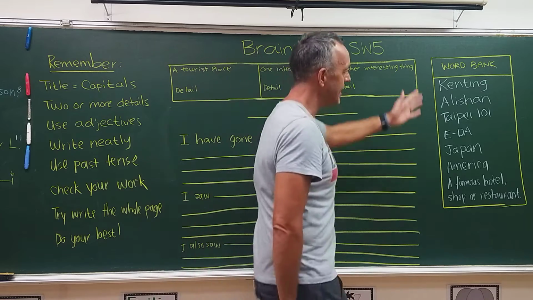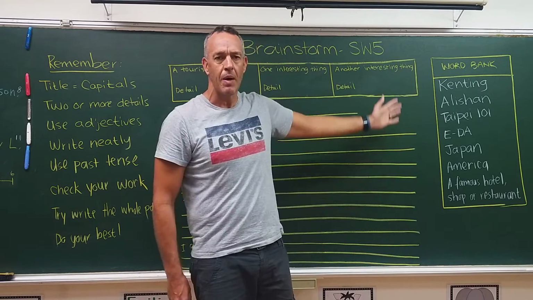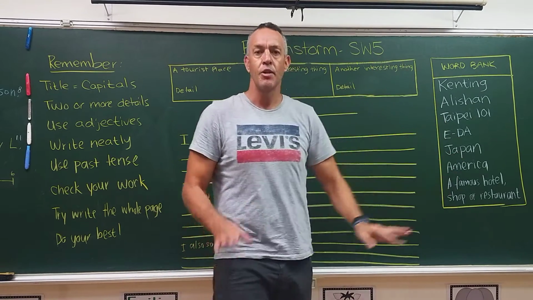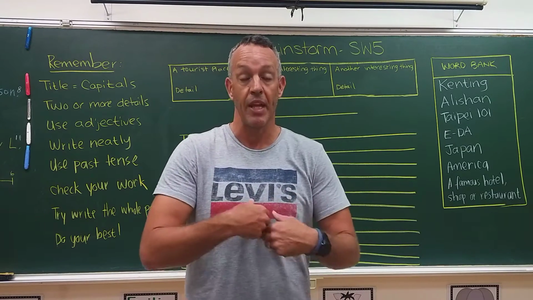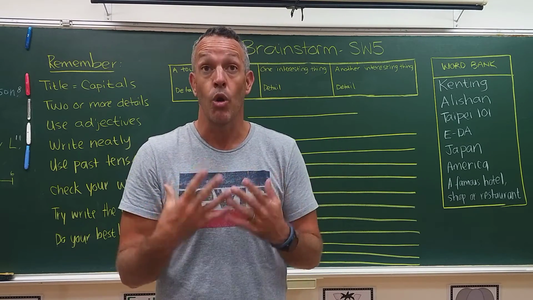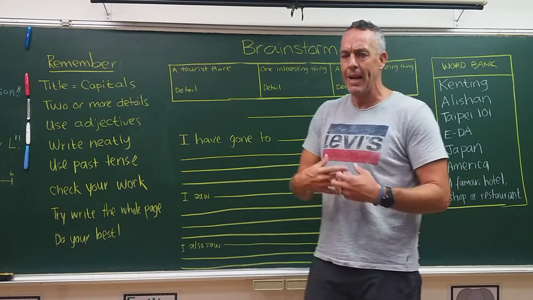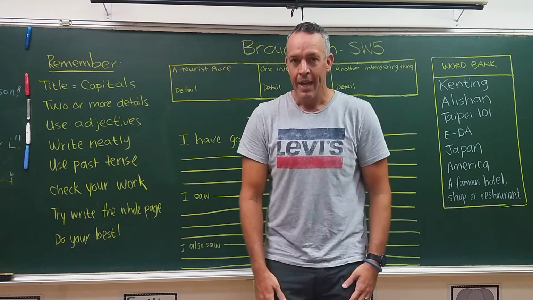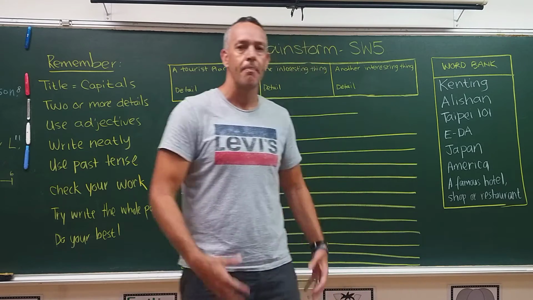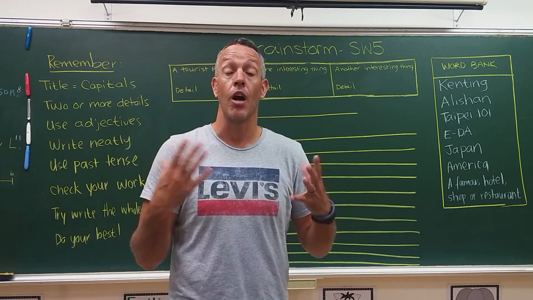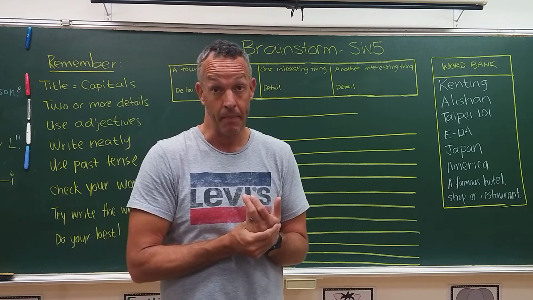So I've given you some examples over here. See, these are some of the ones that you can think about, but you don't have to use them. You can think about your own ideas or your own examples, okay? But basically you're going to think about a place that you have visited before, and you're going to tell a little bit about what your opinion of that place is, okay?